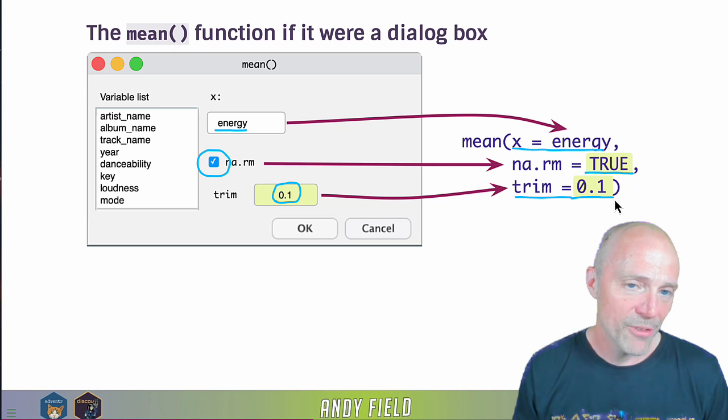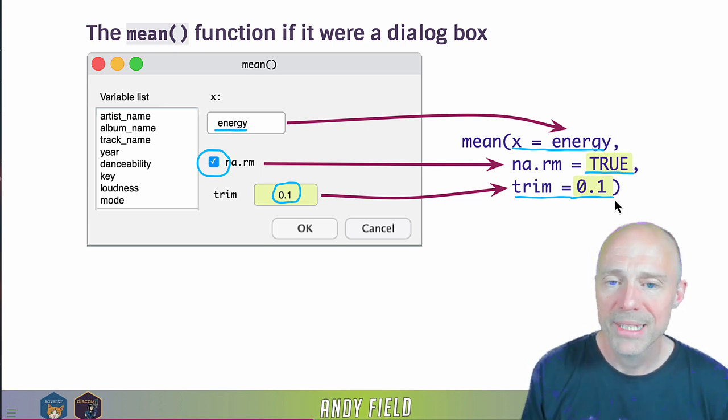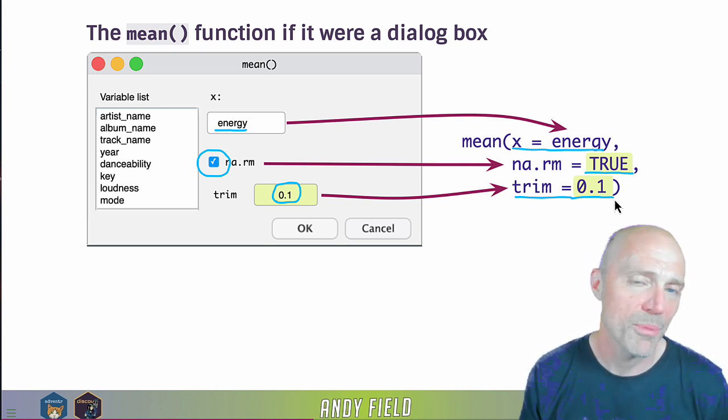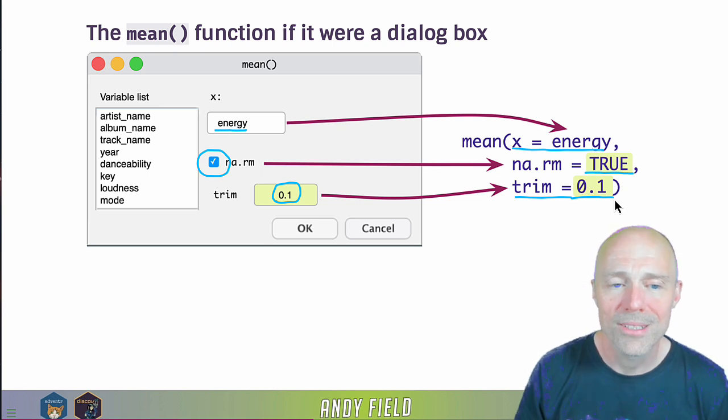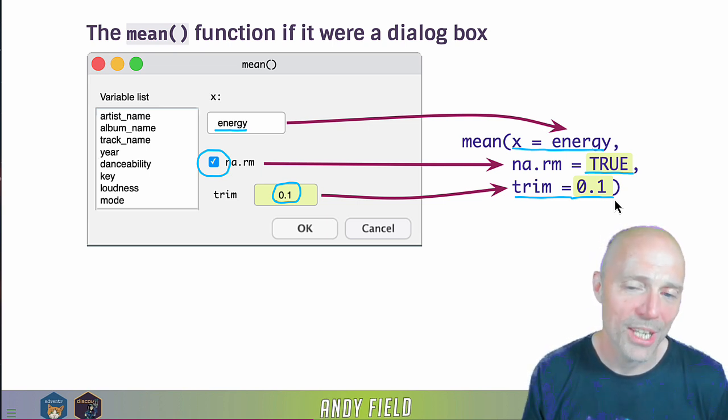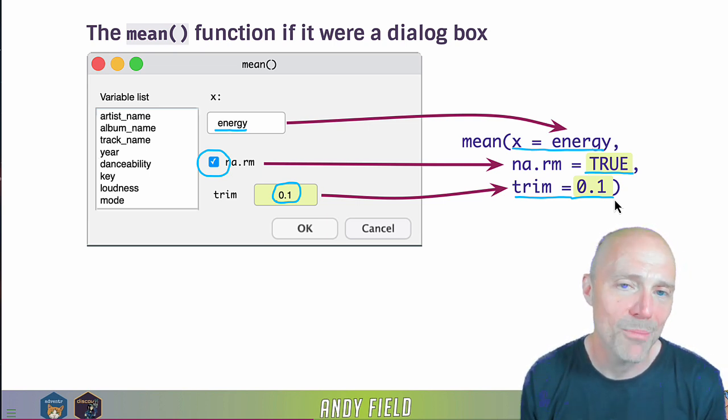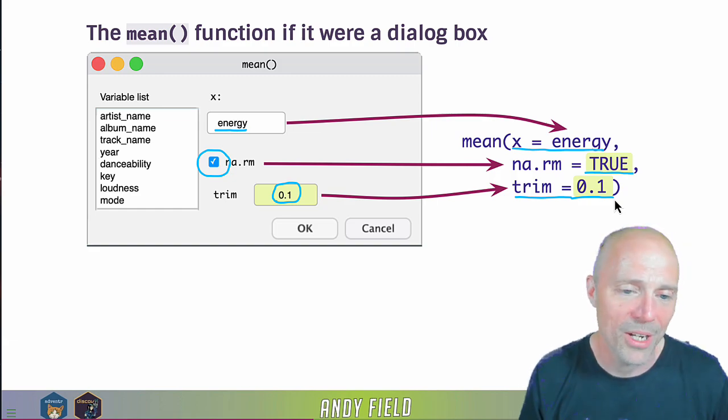So it's really not very different to using a dialog box. It's just you don't have the pretty interface. You have to type things. If you want to tick an option in a dialog box, you just tick it. If you want to change an option in R, you have to give the name of the thing you're changing and then set some kind of instruction.